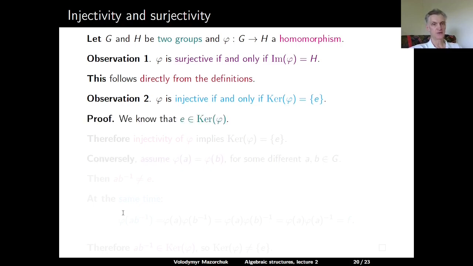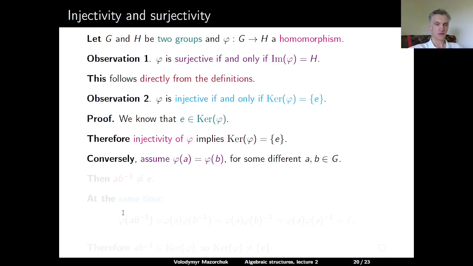That's less obvious. Proof. Of course, we already know that the identity belongs to the kernel of phi, so if phi is injective, then the kernel of phi consists of the identity by definition. Conversely, let us assume that phi is not injective. So this means that we have two different elements A and B in G, such that phi of A is equal to phi of B.